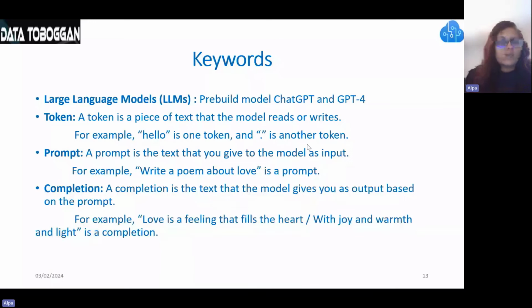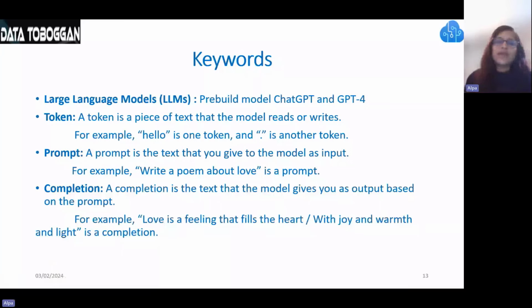It depends on that. A prompt is nothing but whatever you're asking or writing in that text box, and based on that your model will give you an answer. For example, write a poem about love, so that is a prompt, and you will see the result. The result is the completion. When it writes the answer, this is the result. Completion is the output of your model.